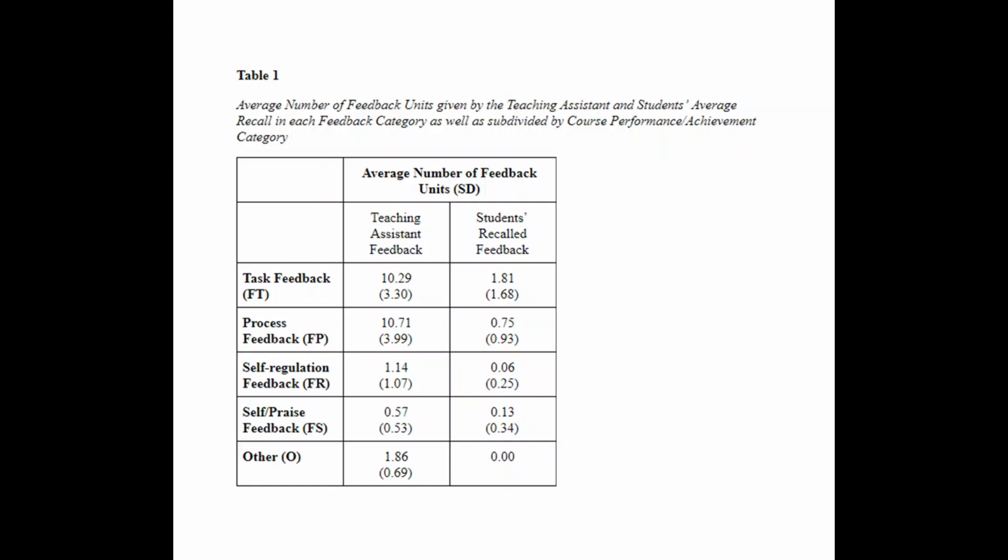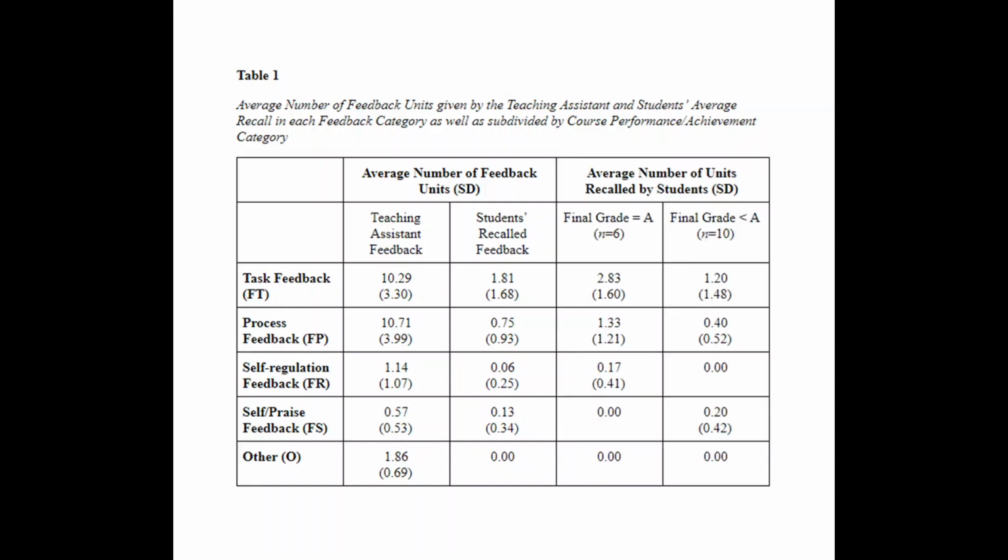While task feedback is indeed beneficial, it is most relevant for improving that particular assignment. So ideally, we want students to remember and use the types of feedback that have the greatest potential to generalize, such as process or self-regulation feedback. Interestingly, when we broke this analysis down by final course grade, we observed that the A students recalled more feedback and more useful types of feedback than their lower scoring peers.